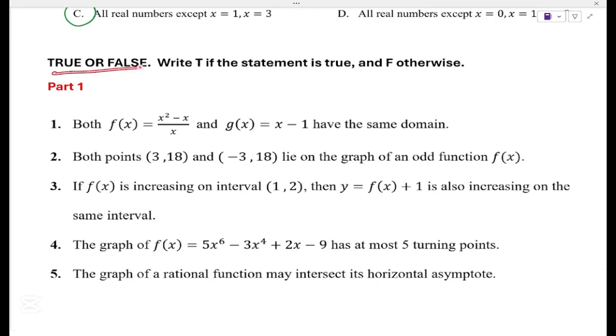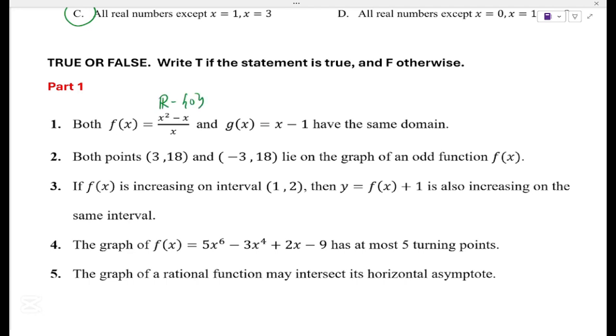For the true or false questions, we will write T if the statement is true, and otherwise write F. So for this part 1, in question number 1, it says both functions f and g have the same domain. So let's check the domain of the first. The domain here is, because of this x, all real numbers except 0.